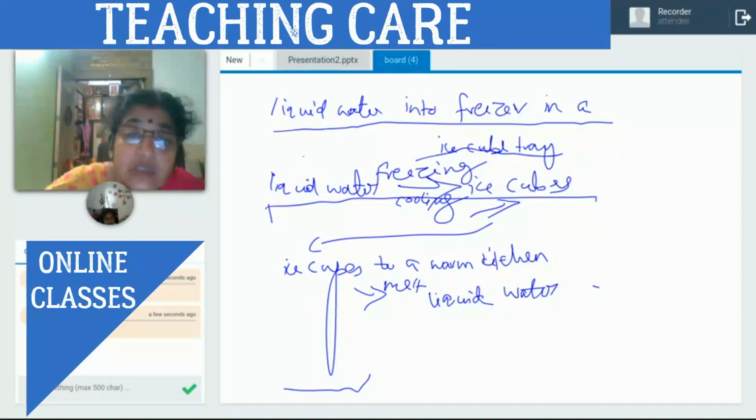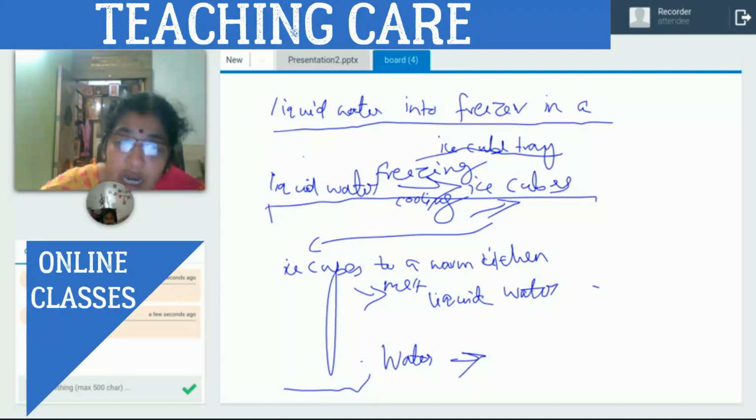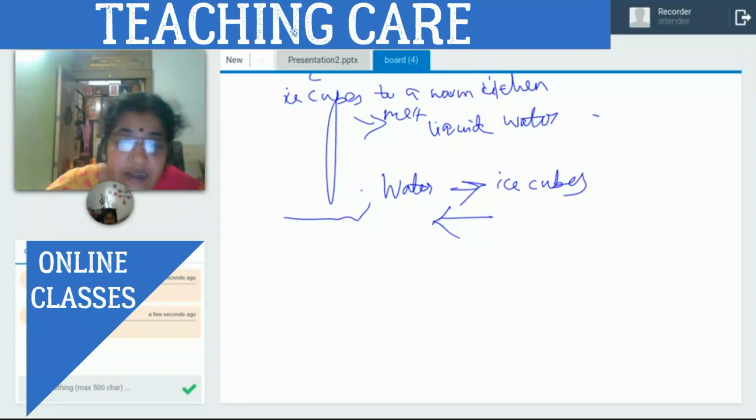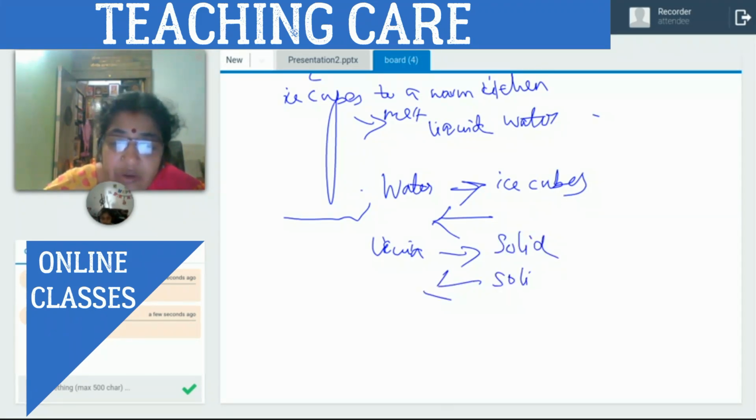So by this, what you can understand is water can be changed into ice cubes, and ice cubes can be changed into water, right? By this, you can change a liquid into solid. At the same time, you can change a solid into liquid, right?